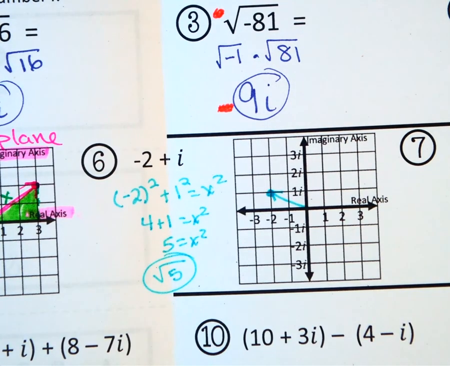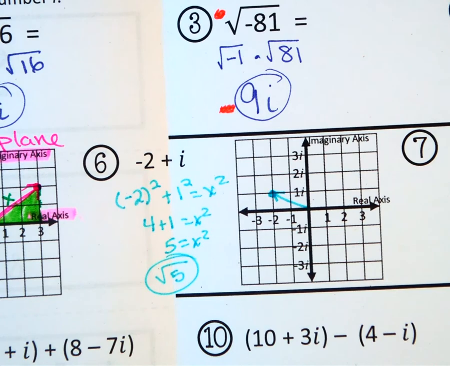And again, the magnitude is the length of it. So the length of this ray here is the square root of 5.